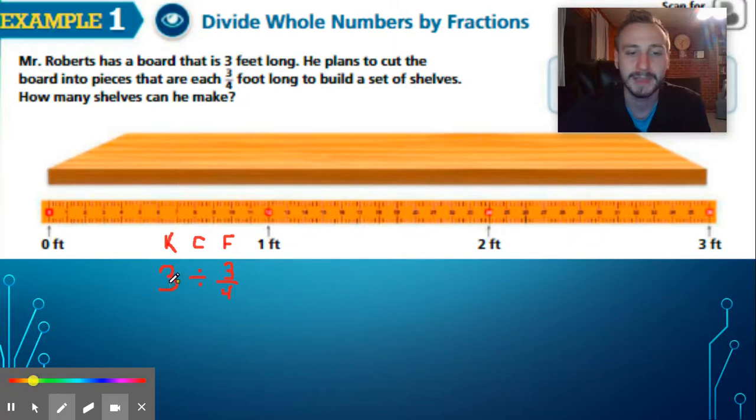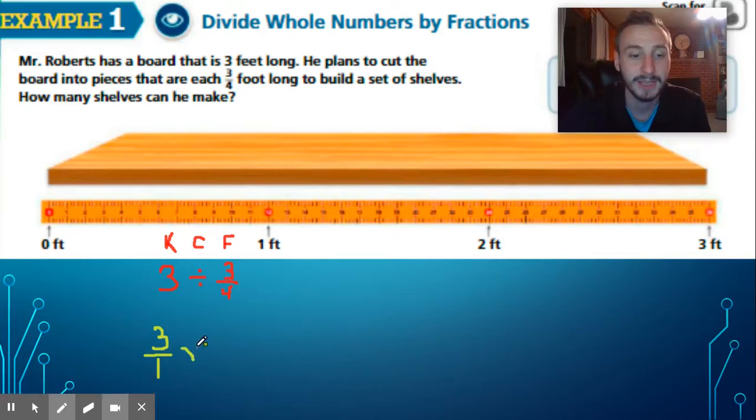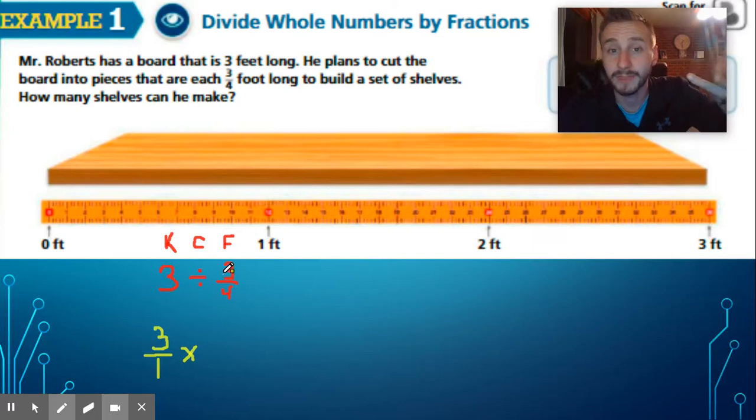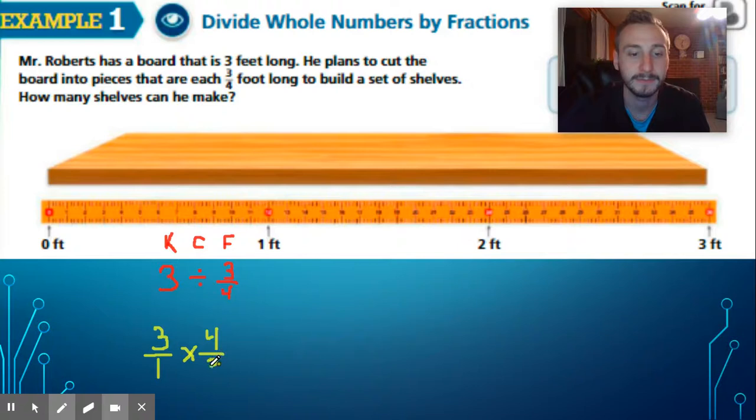So let's do it. Keep 3 the same, but we're going to make it into a fraction, but we're keeping it the same. We're going to change this division to multiplication, and we're going to flip or find the reciprocal of 3/4, which is 4/3. And hey, look, it's just a multiplication problem like we were working on last week. What's 3 times 4? 12. And then 1 times 3 gives you 3.